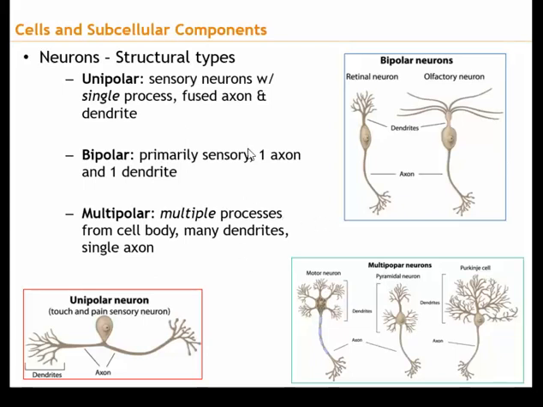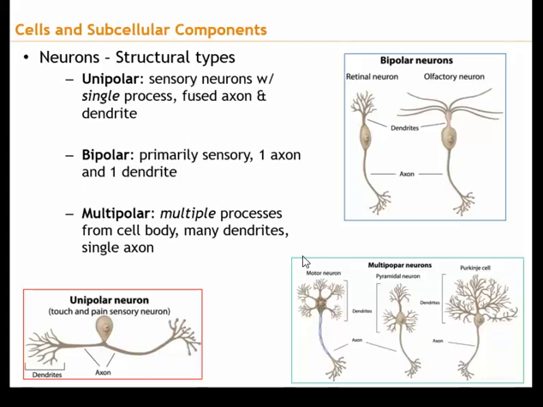So multiple processes from one cell body, many dendrites, and a single axon. The multipolar allows for integration of a great deal of information from other neurons due to all the dendrites they have. If you look at all these dendrites, they have a lot more dendrites than these other types of neurons do. That's so they can receive more information. The majority of these neurons exist in the central nervous system, so the cortex of the brain and the spinal cord.